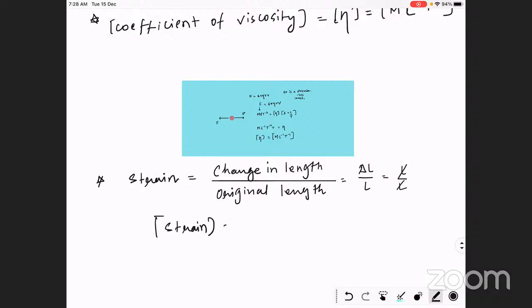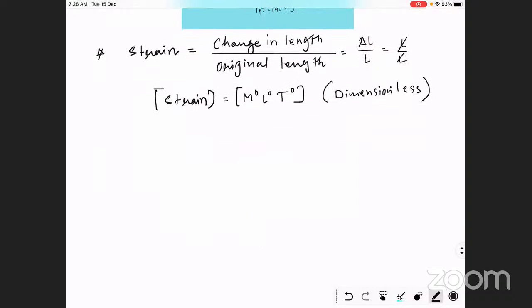There are three types of strain: longitudinal strain, shear strain, and volumetric strain. All three types of strains are dimensionless. Very important, modulus of elasticity.